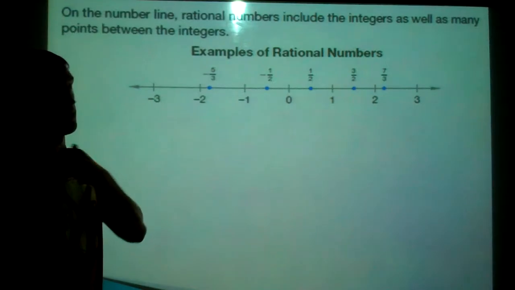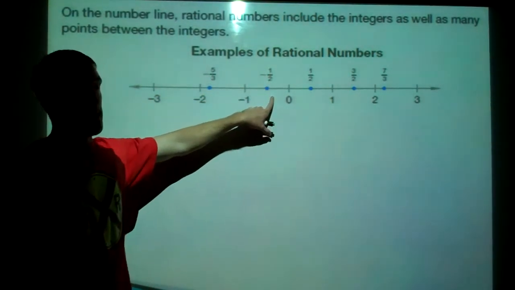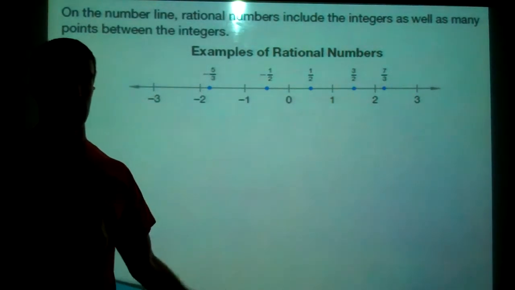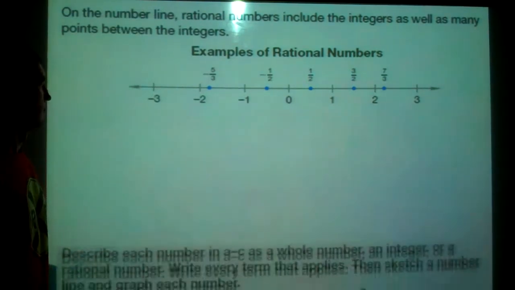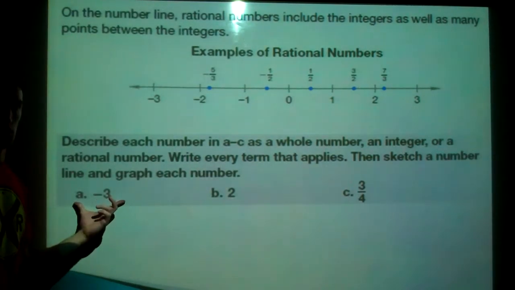So if we look at our number line here, -5/3 falls right here. This is -1/2, and 1/2, 3/2, 7/3. All of those are rational numbers. Actually, every number up here is a rational number. Okay? So where do we need this? Well, it's when we decide which numbers fall into which category.